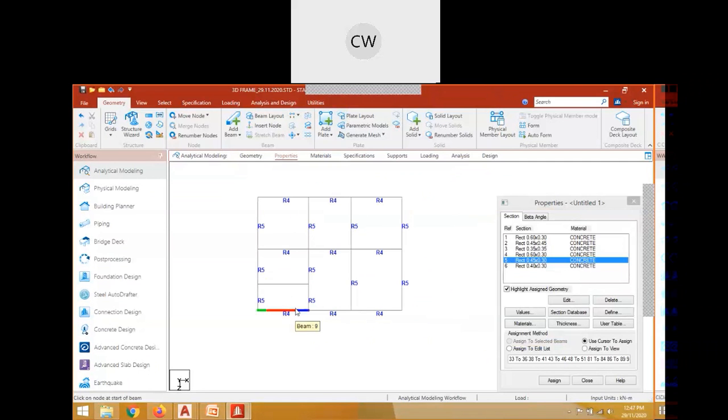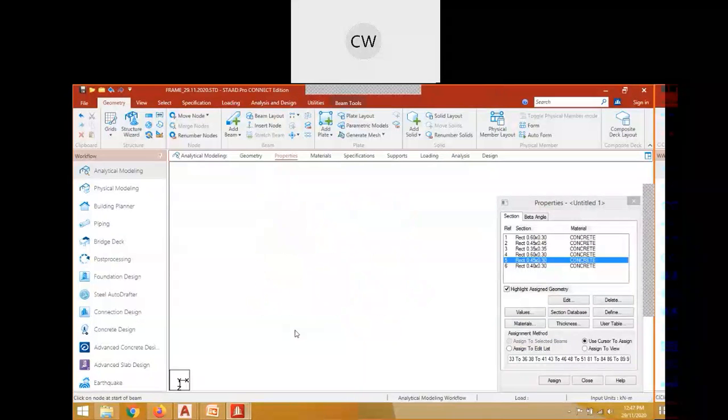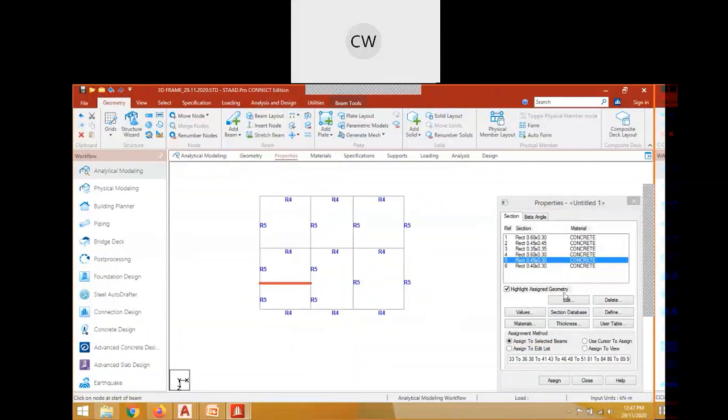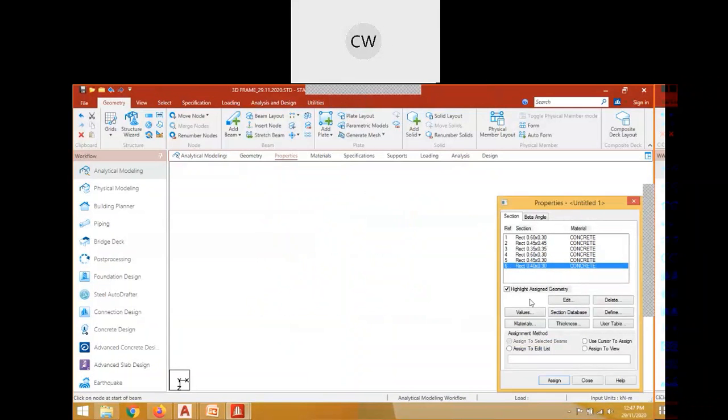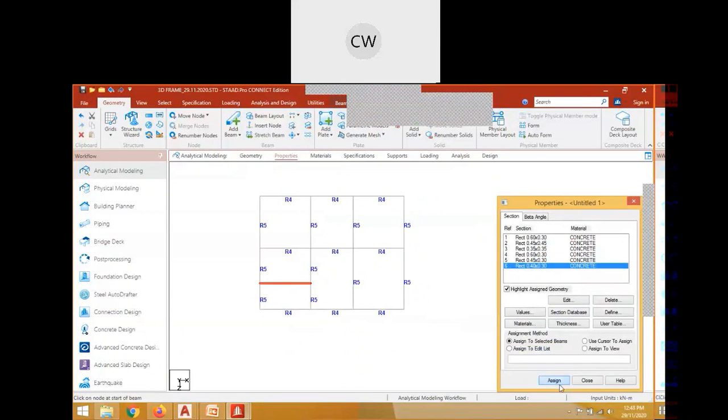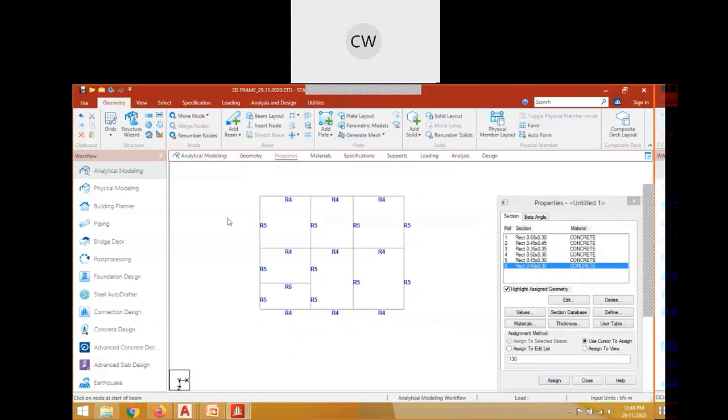Now this is created on one of the levels only, not all levels. But I want it on all levels, so let us replicate this in all levels. First, we'll assign the properties and then replicate. So let us select this property first, then select this beam and say assign. Now this property is assigned.